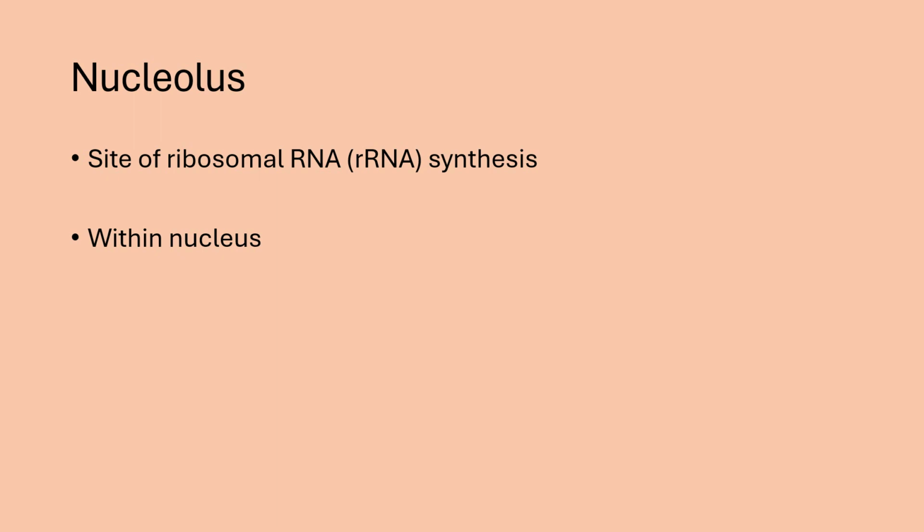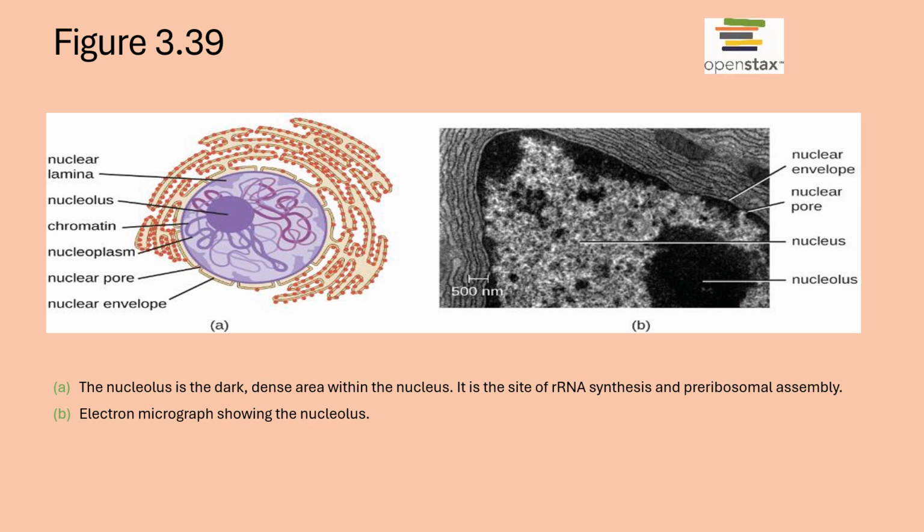The nucleolus is within the nucleus. This is the site of ribosomal RNA synthesis, which I mentioned is one of the components of the ribosome. So the nucleolus, if you look at a cell, like in this drawing here, is going to be darker. When you look at it under a microscope, sometimes you can see the nucleolus. It looks like a darker circle within the nucleus.